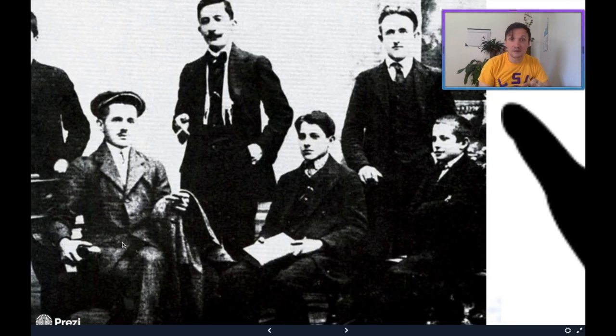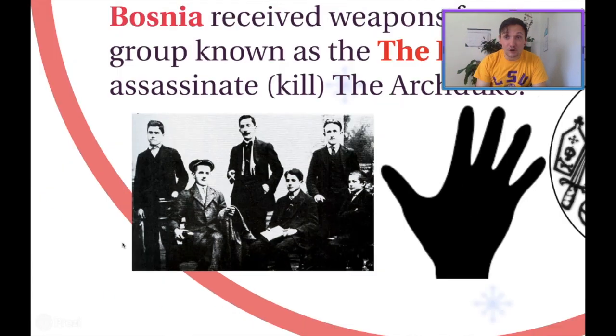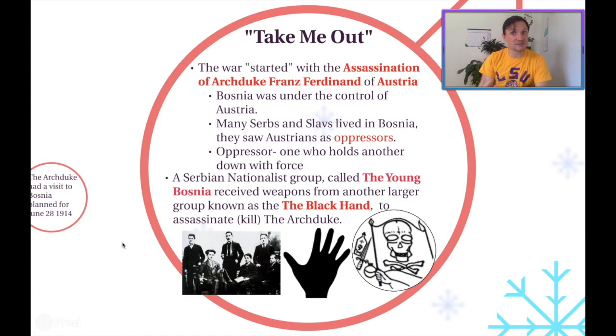But this Young Bosnia group finds out in a news article that gets sent to them by, we still don't know who, but a news article gets sent to them and circled in red on that news article says the Archduke to visit Sarajevo. And Sarajevo is the capital of Bosnia.